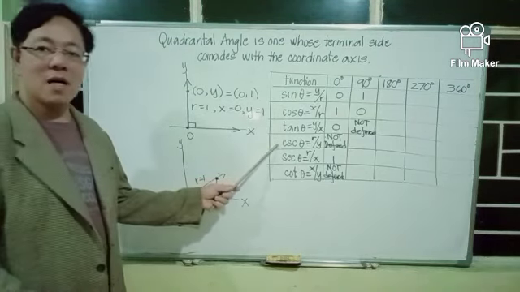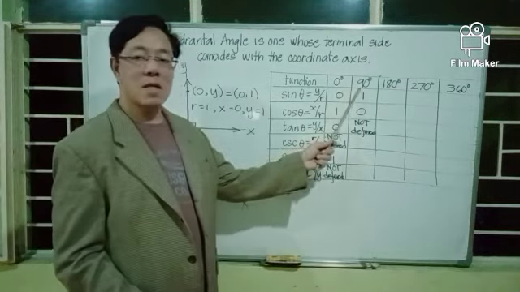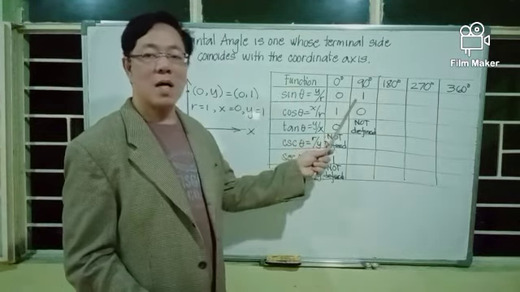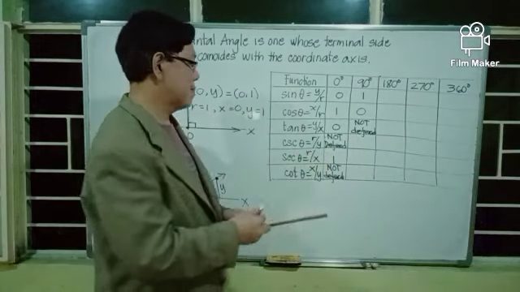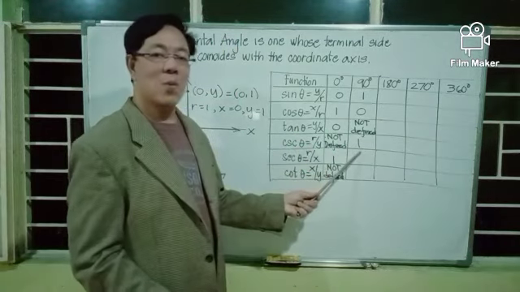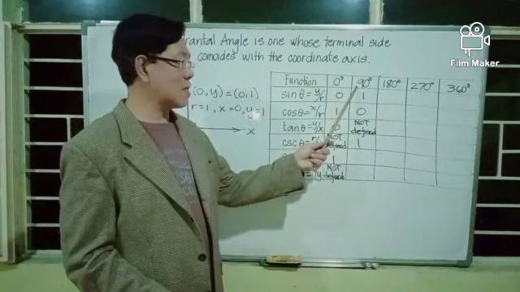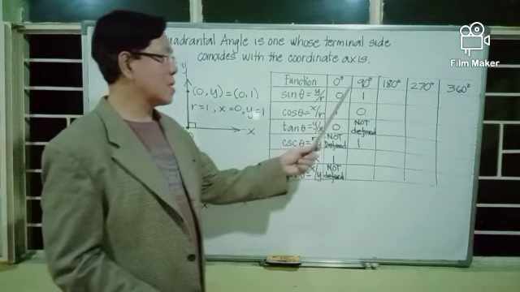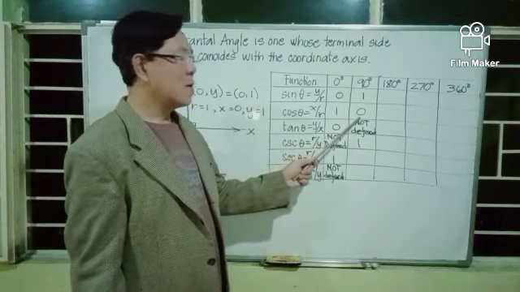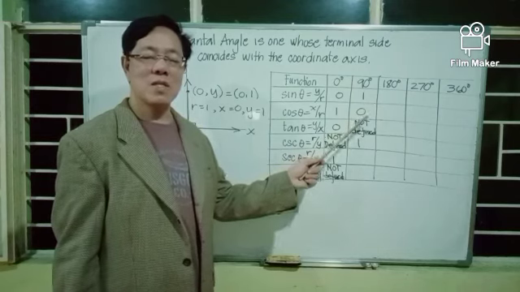Next, we have cosecant of 90 degrees. The value of cosecant of 90 degrees is the reciprocal of the value of sine of 90 degrees, which is 1. And the reciprocal of 1 is 1. Thus, cosecant of 90 degrees is 1. Next, we find the value of secant of 90 degrees, if it exists. The value of secant of 90 degrees is the reciprocal of the value of cosine of 90 degrees, which is 0. And the reciprocal of 0 is 1 over 0, which is undefined.